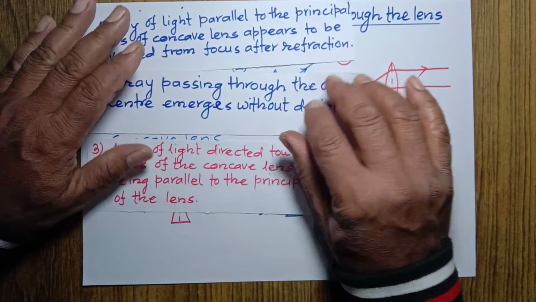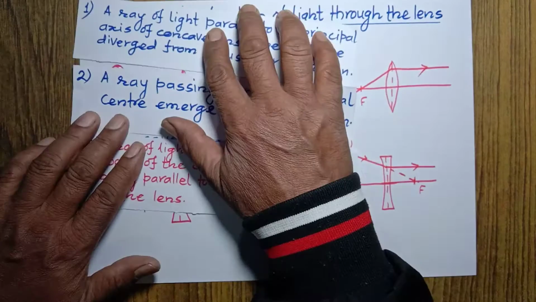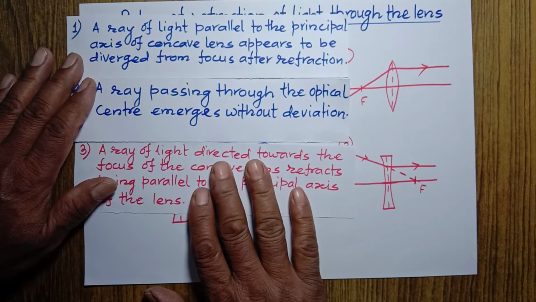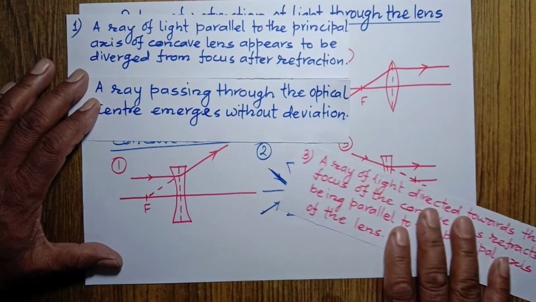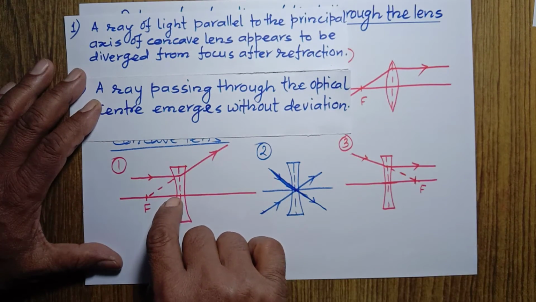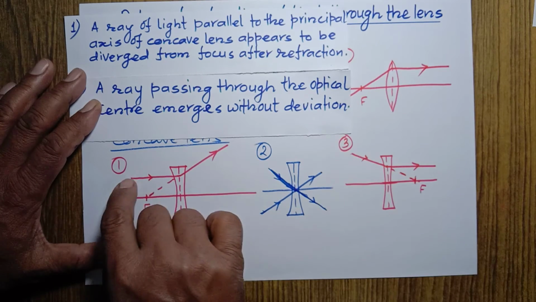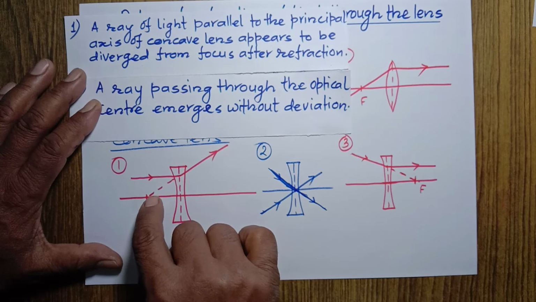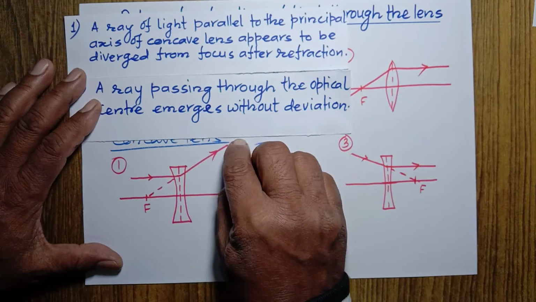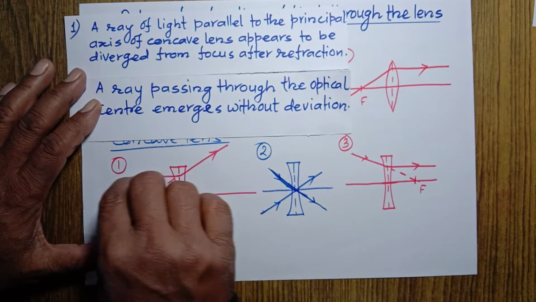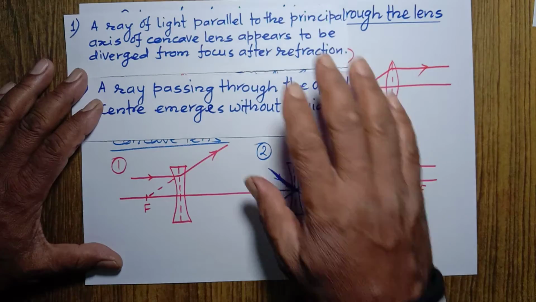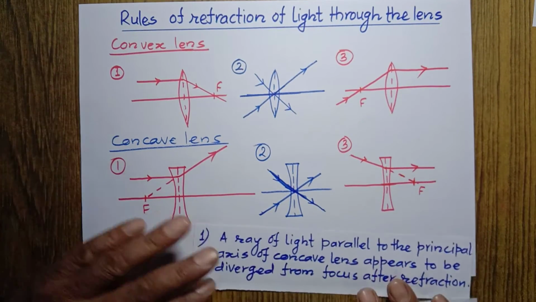This way we can write three different rules for the refraction of light through a concave lens. But we can reject the last one, because look at this. This last one is just the reverse of this. I mean to say, this is the reversibility of light. If a ray of light is parallel to the principal axis of a concave lens, it appears to diverge from the focus. In the same way, just opposite of this, if a light ray is directed towards the focus, then it becomes parallel to the principal axis. This is just the opposite of the first one. That's why these two are enough to draw different ray diagrams related to concave lens.